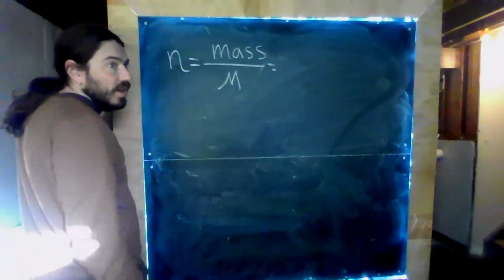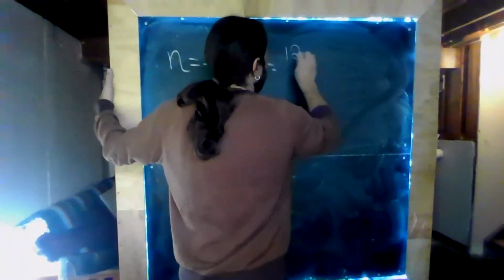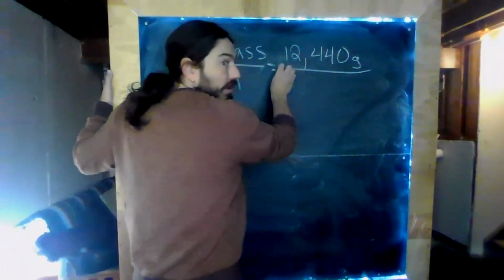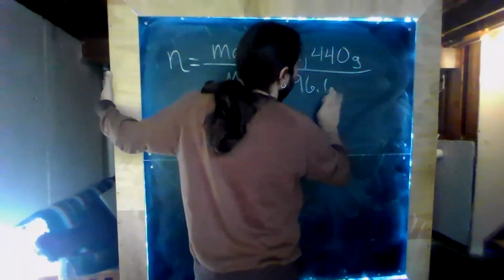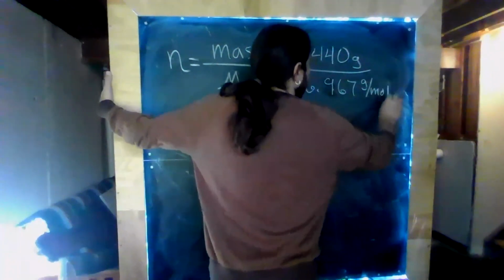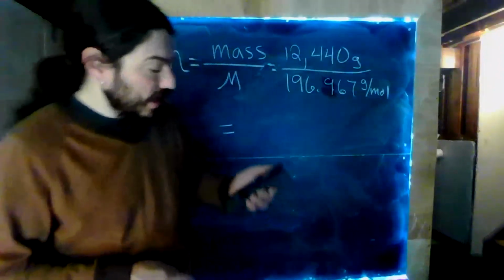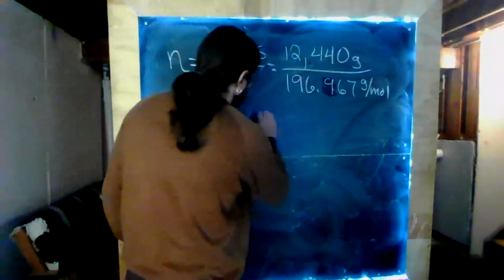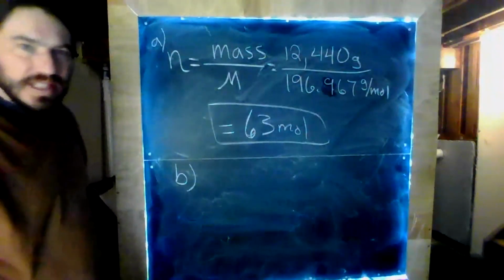And so in this case, my mass is, and let's go ahead and convert that to grams, 12,440 grams divided by 196.967 grams per mole. Okay, so I ran my calculator and I got 63 moles. All right, 63 moles. How many atoms is that?